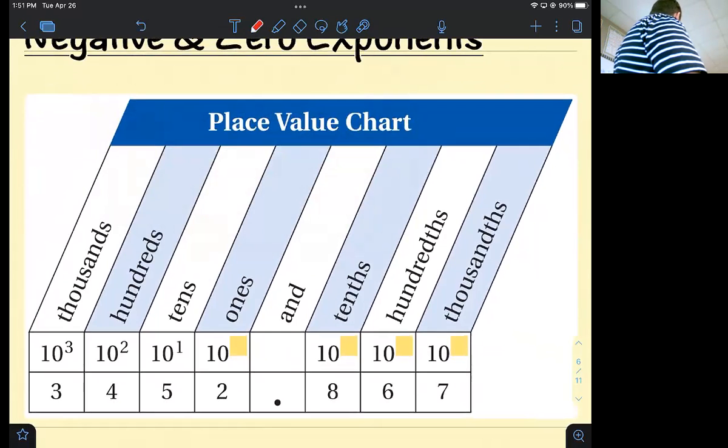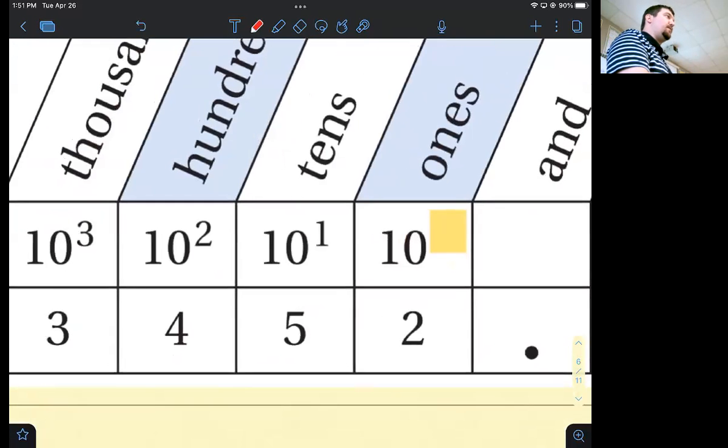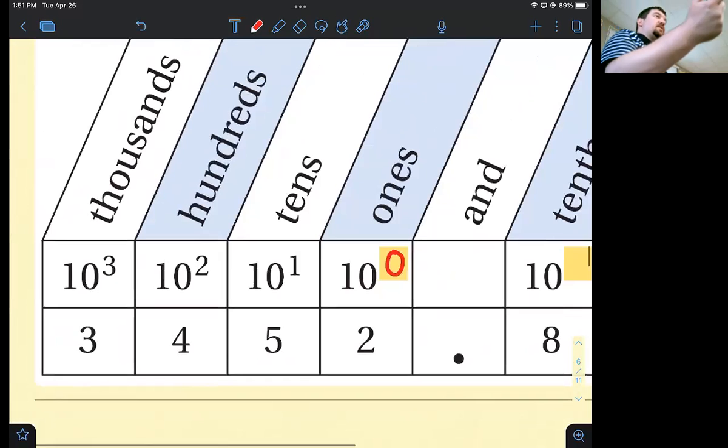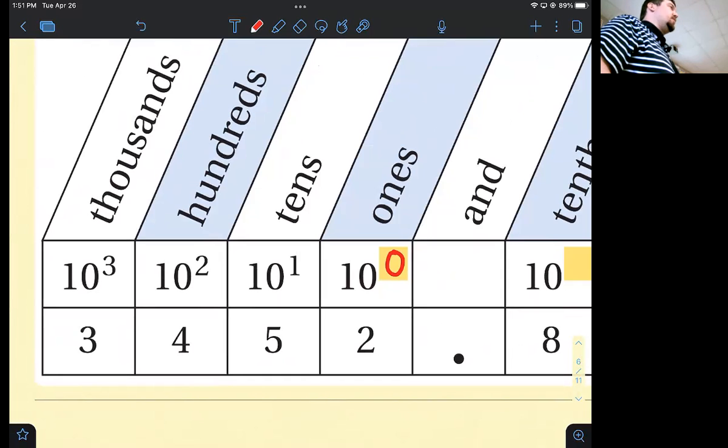Well, according to this chart, what do you think the ones column would be if you wrote it as a power of 10? Follow that pattern there, Maddox. 0. Yeah. And that shows you, if you know 10 to the first is 10, 10 to the 0 power is actually 1. 10 to the third power is 1,000, 10 to the second power is 100, 10 to the first power is 10, and 10 to the 0 power is 1.